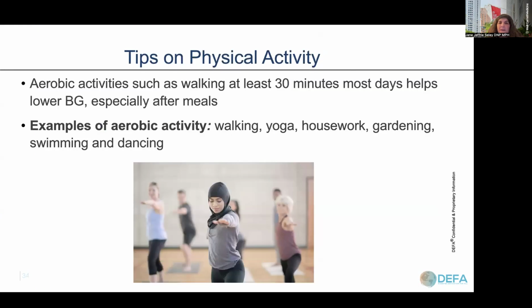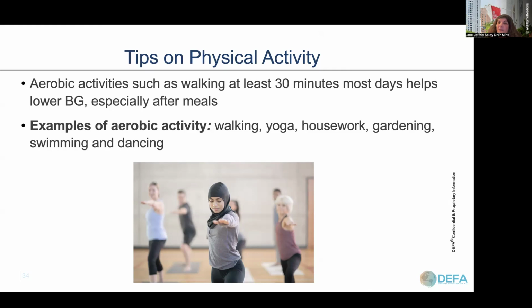So aerobic exercises really do help lower the glucose, especially after meals. So that might be a good time to do it, especially after breakfast. If the person finds they go up too high after breakfast, this is a strategy to help lower it. So cutting the amount of carbs for breakfast and taking a walk after is an important strategy. Walking at least 30 minutes most days of the week is recommended.